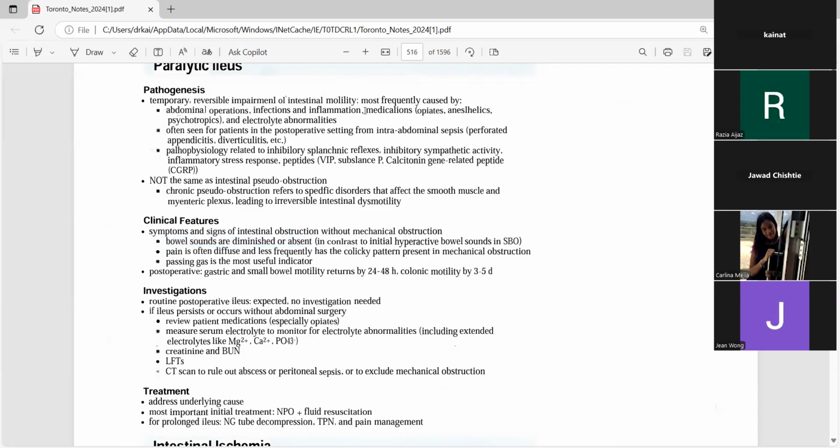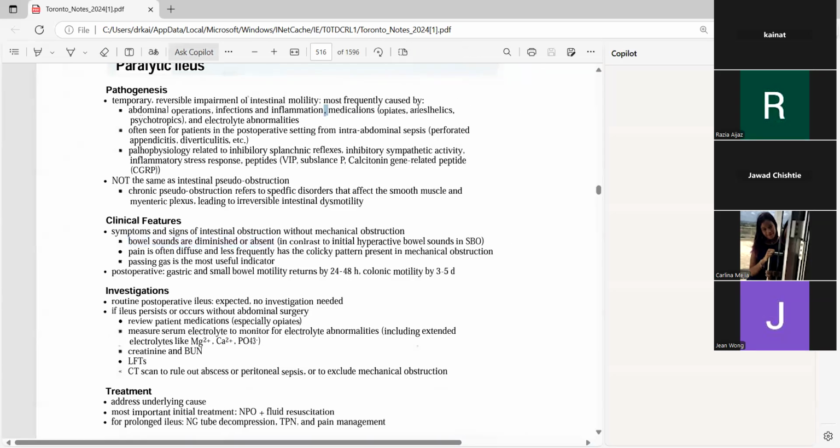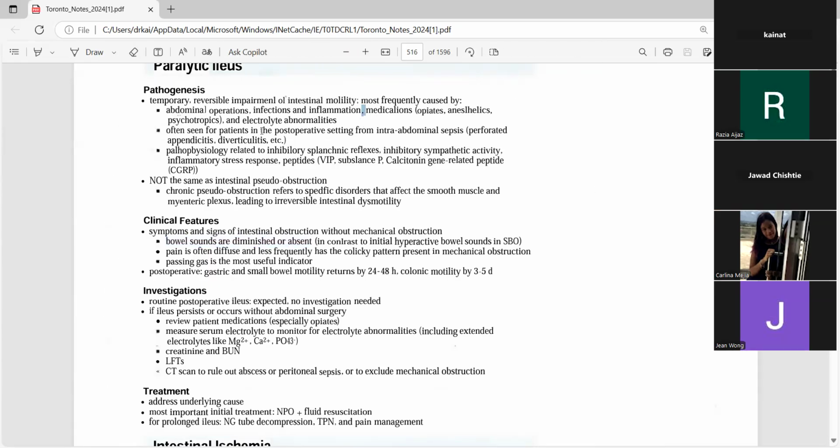But mainly the patient presents either with the medication or with the electrolyte abnormalities. So these are the very important ones, especially the medication part, like opioids, anesthesia, or any painkillers they are taking for too long that can cause it.